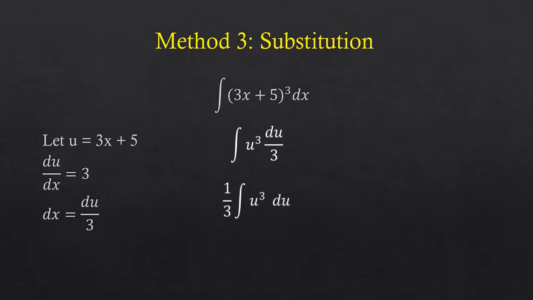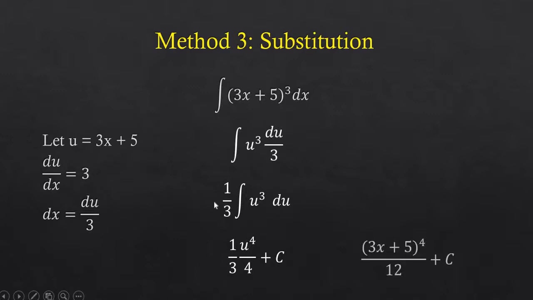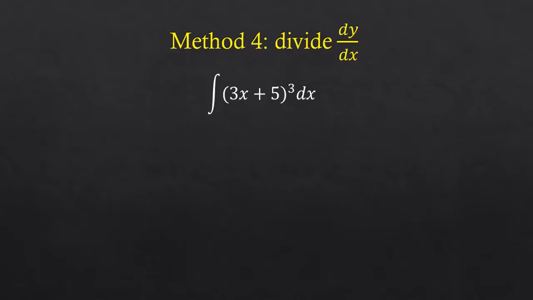Then we separate it back and we integrate it. We get u power 4 divided by 4. Right now we have it in terms of u, so we substitute u back as 3x plus 5, and we get the final answer here. So we can solve the exact same question using another method. Let's see, it's method number 4.